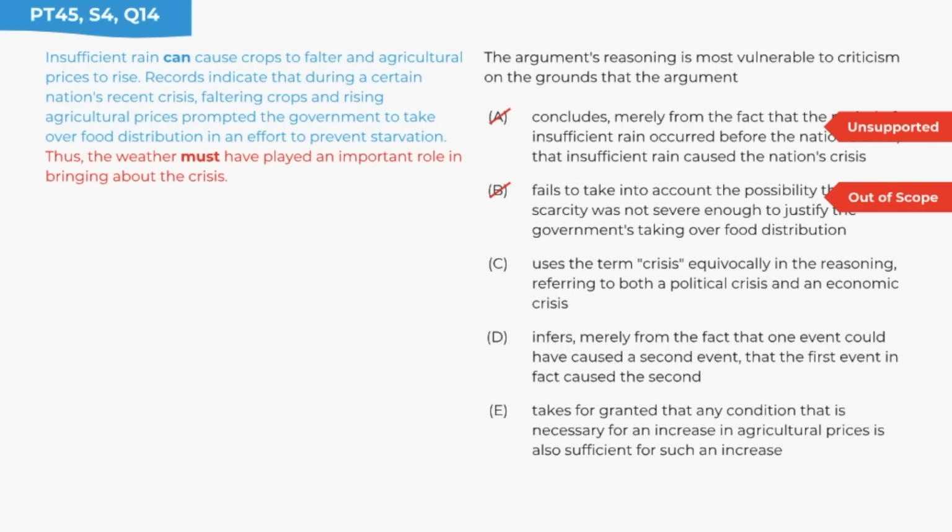But in this case, crisis isn't really used over the course of the argument with two different meanings, right? This is simply another one of those answer choices that's describing a flaw, but not one that happened within the argument. So we can label this one as being the wrong flaw.